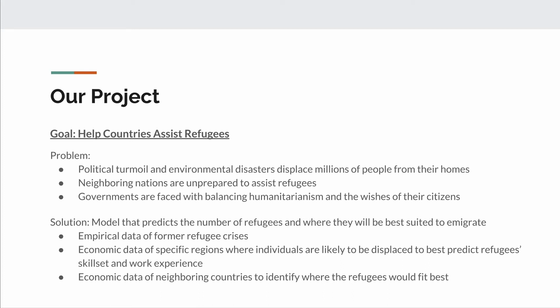Our solution to this issue is a model that predicts the number of refugees and where they will best be suited to emigrate. Using empirical data of former refugee crises, economic data of specific regions where individuals are likely to be displaced to best predict refugees' skill set and work experience, and economic data of neighboring countries to identify where the refugees would fit best. By creating this predictive tool, as soon as a crisis is likely to occur, key decision makers can immediately have a sense of the gravity of the situation and thus can be better prepared to appropriately accommodate the refugees.